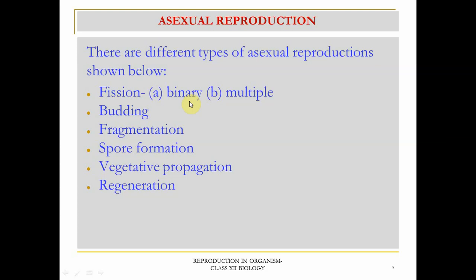In fragmentation, the parent body splits into small pieces and each piece develops into a new organism. In spore formation, a parent cell produces different spores: zoospores, conidia, sporangiospores. In regeneration, there are two types: morphallaxis and epimorphosis. In morphallaxis, which takes place in organisms like hydra, planaria, and starfish, the whole body develops from a piece of the parent body. But in epimorphosis, only the lost part of the body regenerates in a pre-existing animal.